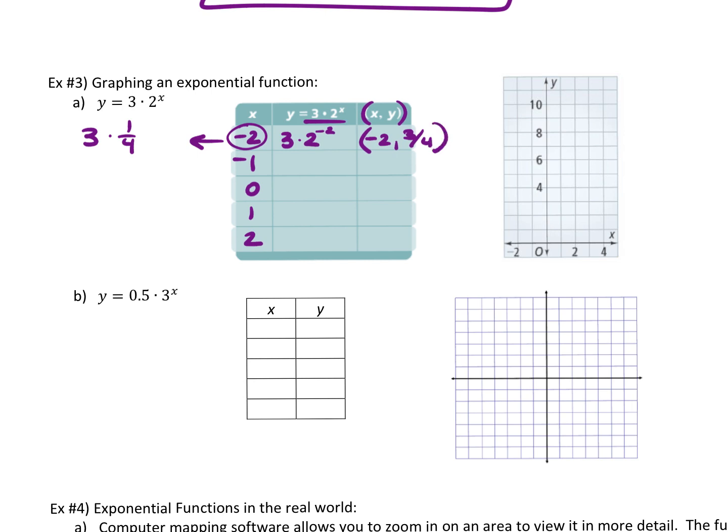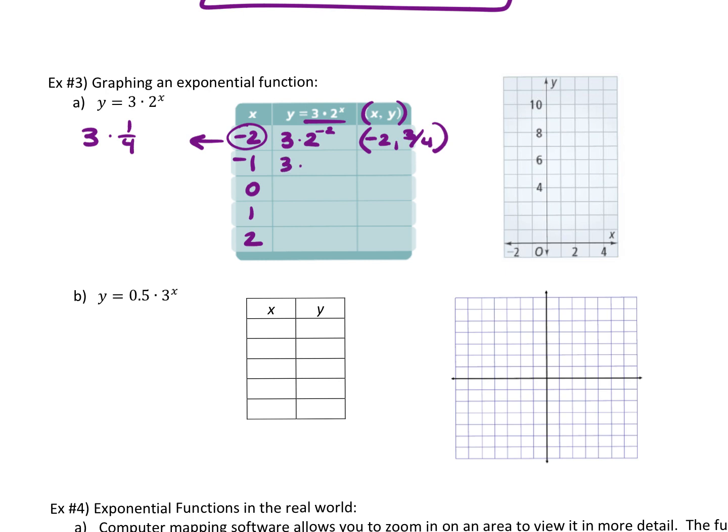Okay, now here's what I want you to do. Plug into your calculator right now. 3 times 2 to the negative second power. What did you get? 0.75. Hit your second PRB, and it's going to turn it into what? 3/4. Okay? So you can always plug it into your calculator and check it. Turn it into the fraction, you get 3/4.